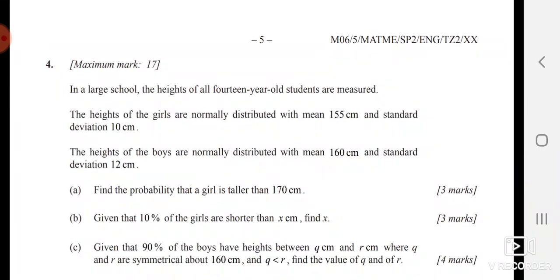Next, in a large school, the heights of all 14-year-olds are measured. The heights of girls are normally distributed with this mean and this standard deviation.